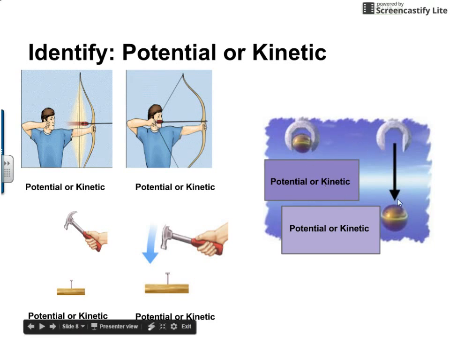Here we have the ball being dropped. The first one, it's held in readiness up off the ground, and that would be potential. And this one where the ball is falling, that would be kinetic. The hammer held up high in the air has potential. And then the one next to it with the arrow showing that it is moving down towards the head of that nail, that would be kinetic because the hammer is moving.